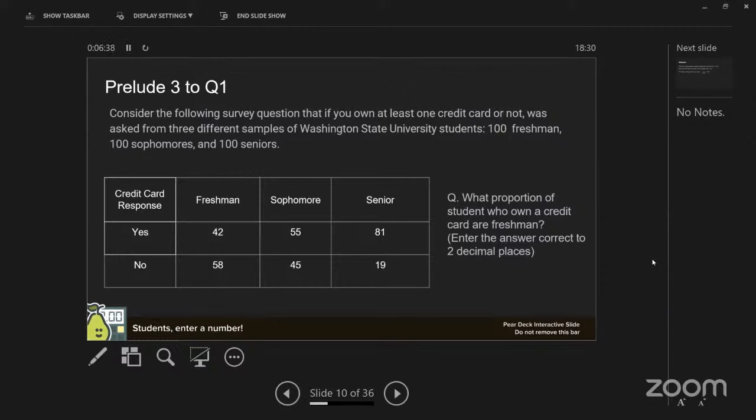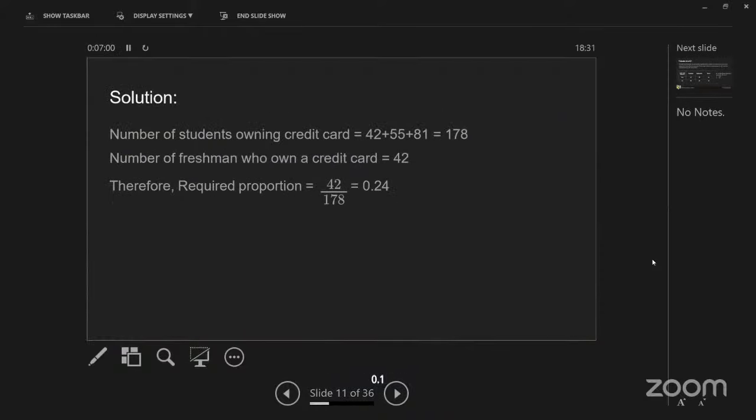0.14. Yes, sir. No, 0.14. It's 42 by 300. No, no, 42 by 300. Tell the exact ratio. Sir, 42 percent, 0.14. Let's say 0.14.